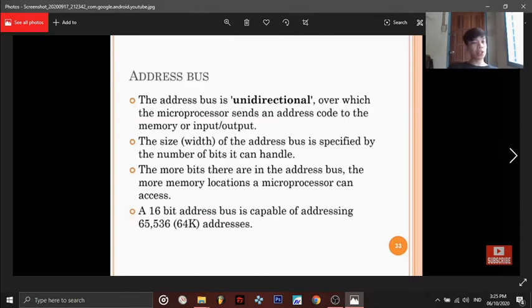A 16-bit address bus is capable of addressing 65,536 addresses.